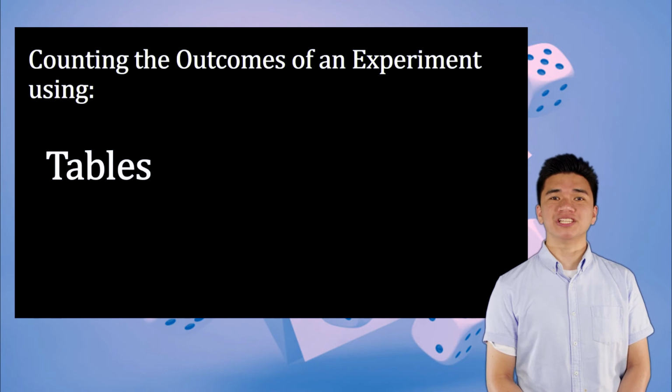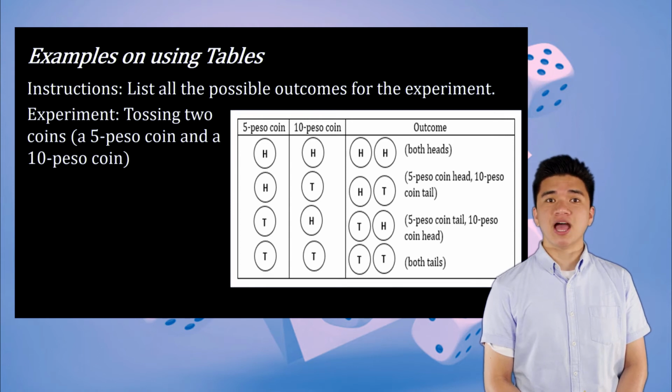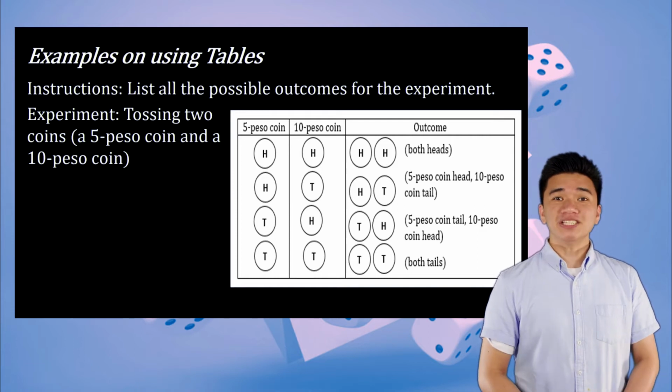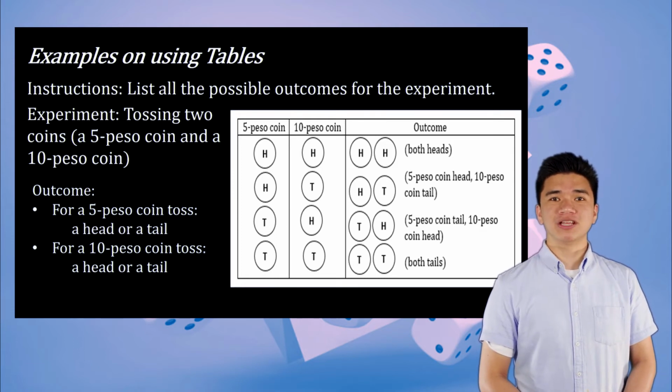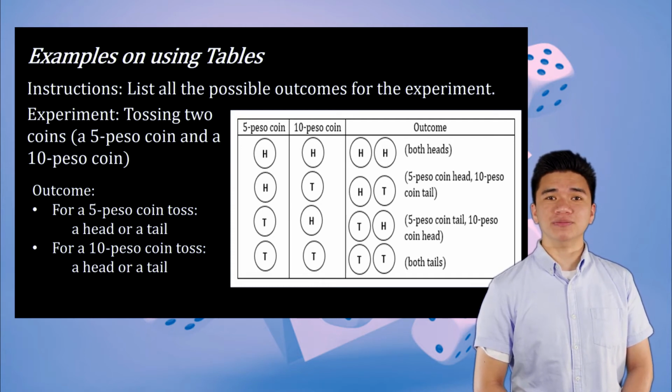Counting the outcomes of an experiment using tables. This is best understood with an example. List all possible outcomes for an experiment of tossing 2 coins, a 5 peso coin and a 10 peso coin. The possible outcomes for a 5 peso coin toss are a head or a tail. The possible outcomes for a 10 peso coin toss are a head or a tail. The list of all possible outcomes for the experiment is shown on the table.